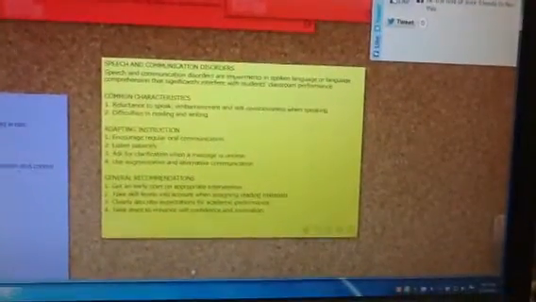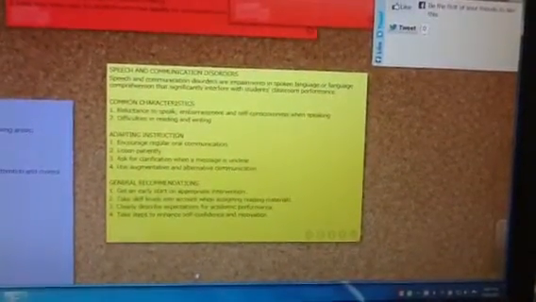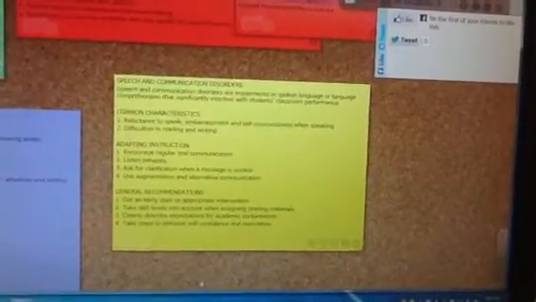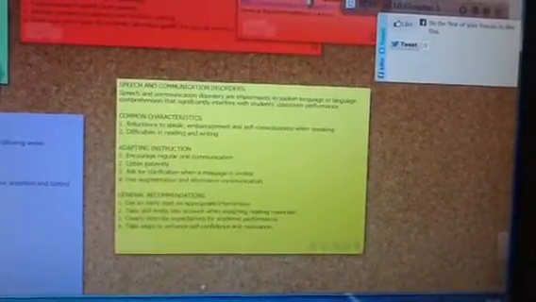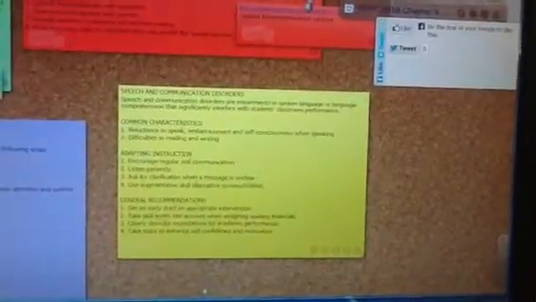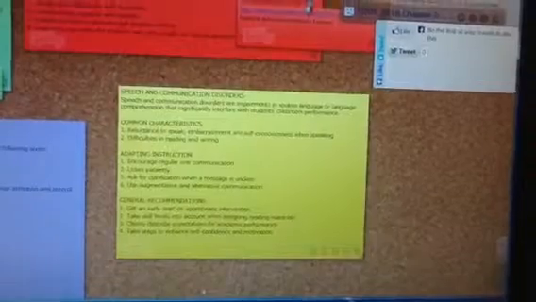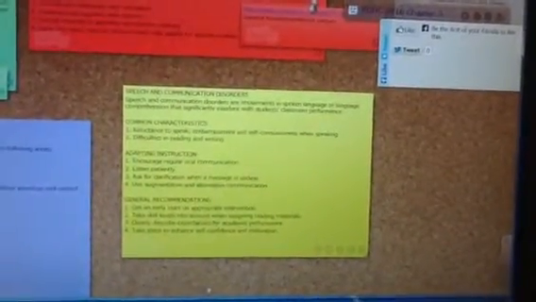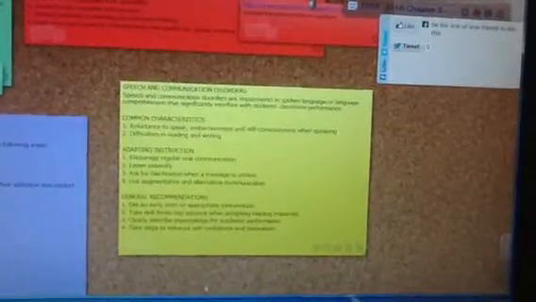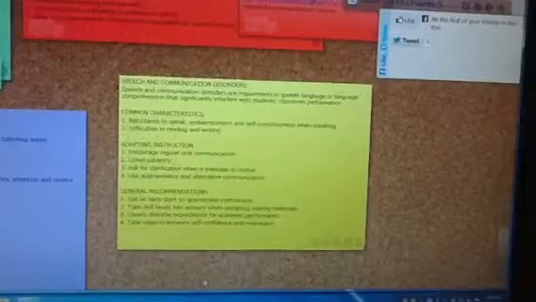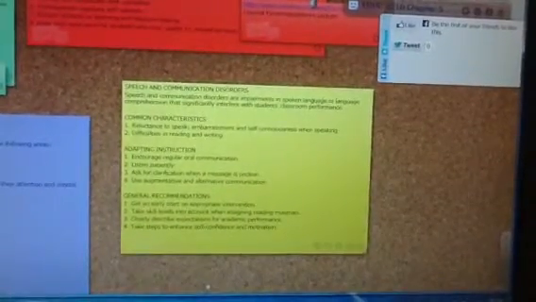Take skill levels into account when assigning reading materials. If they can't read quickly and can't comprehend, you might want to come up with some kind of buddy system, some kind of small group where they read to you. There's all kinds of alternatives to use if there's an issue there. There's no point in assigning a 50-page book to be read when you know they're not going to be able to do it within the time frame. Clearly describe expectations for academic performance and take steps to enhance self-confidence and motivation.